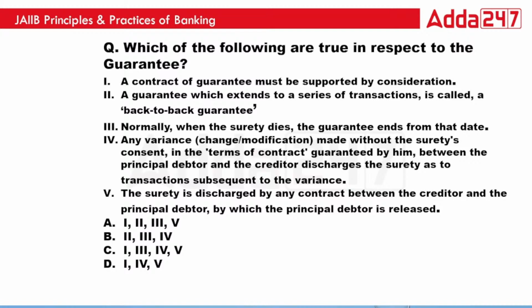Any variance, change, modification made without the surety's consent in the terms of contract guaranteed by him between the principal debtor and the creditor discharges the surety as to transactions subsequent to the variance. The surety is discharged by any contract between the creditor and the principal debtor by which the principal debtor is released.